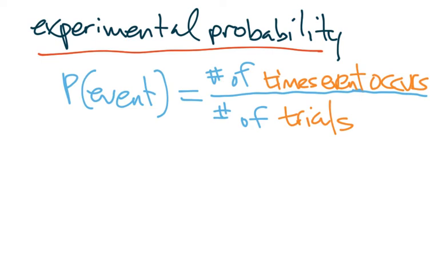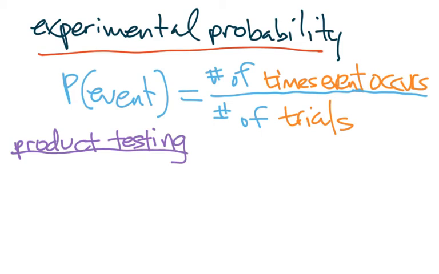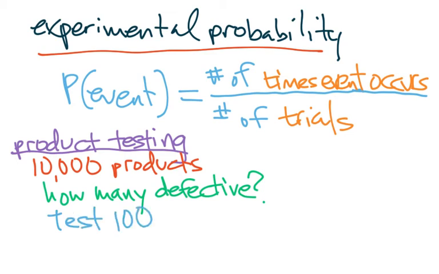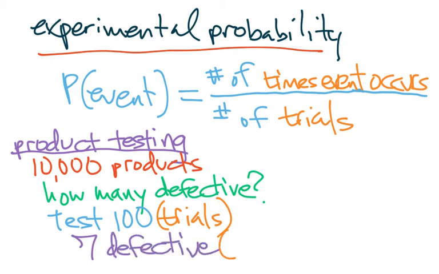So this can be done in different ways. One of the things they use it for is what's called product testing. And so let's say there's a company who created 10,000 products. But they know that every once in a while, one of their products goes bad. It's defective. So how many are defective? Well, what they can do is they can do experimental probability. To test all 10,000 is ridiculous. So what they do is they're just going to test 100 of their products, 100 of those 10,000. Those are my trials. Then in that test, they found that 7 were defective. So that is the event occurring, it being defective.